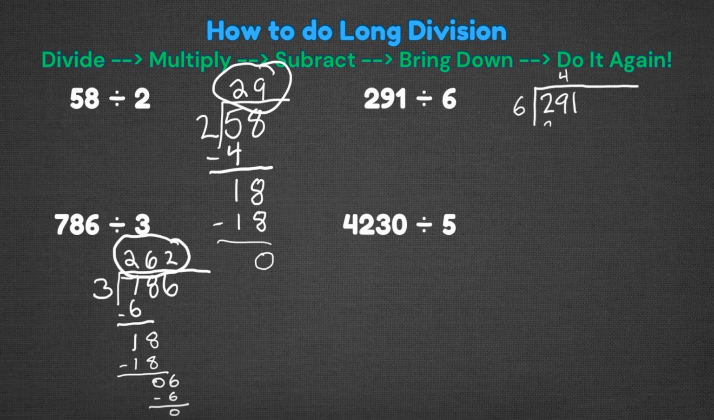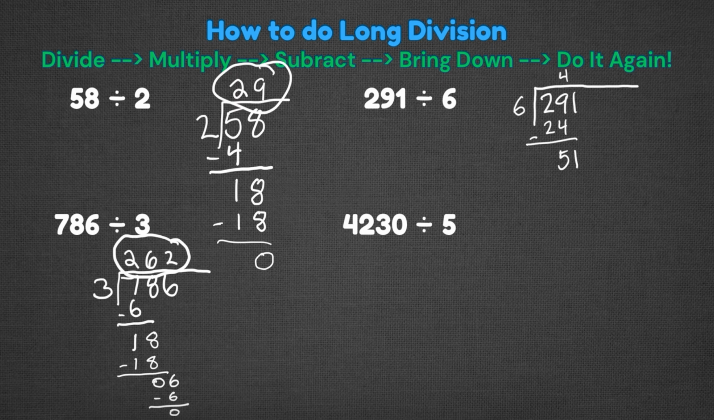It's very important. Then you do 4 times 6 to get 24. And then what we're going to do is we're going to subtract to see what's left over. We have a 5 left over. So now we need to bring down the 1. And we start over again.